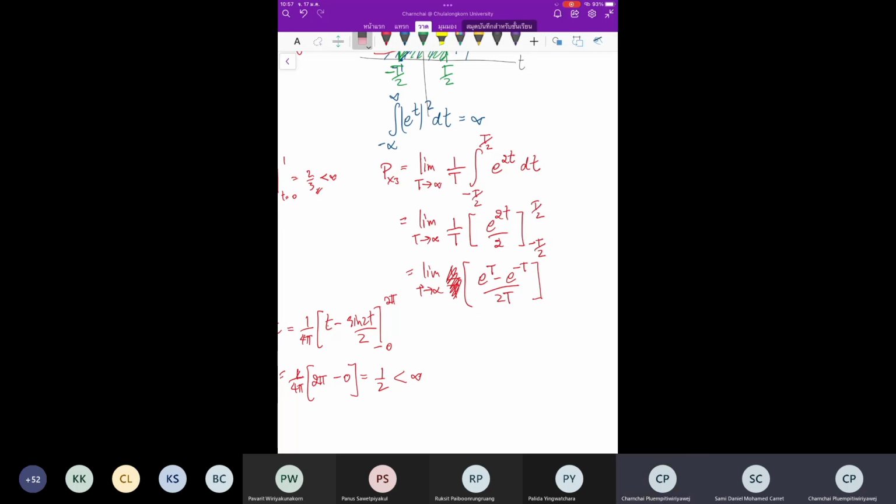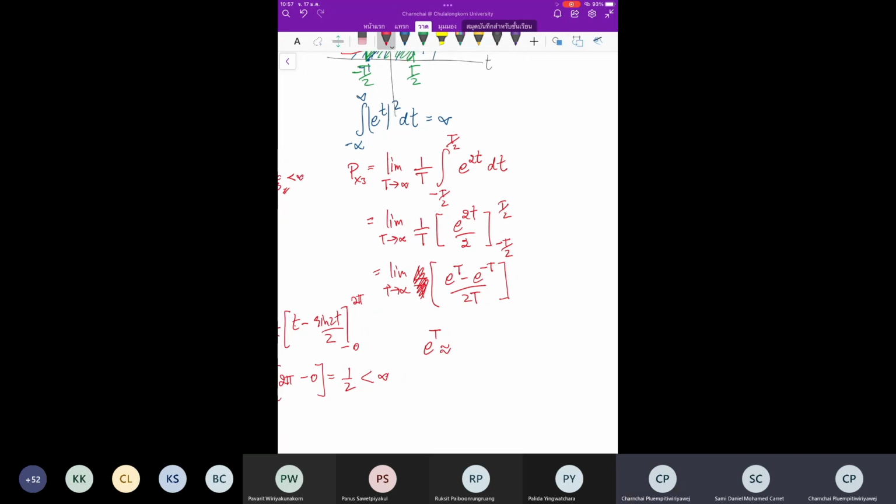You understand that? You know why? Because you can see if you expand e to the 2t... If you expand e to the t, it is approximately what? Have you learned the Taylor series? What's the Taylor series for e to the t? 1 plus t plus t squared over 2 factorial plus t cubed over 3 factorial, and so on, right?